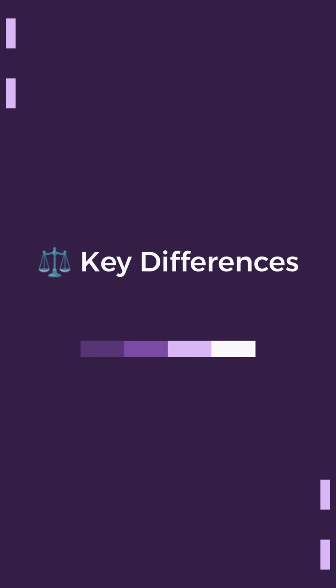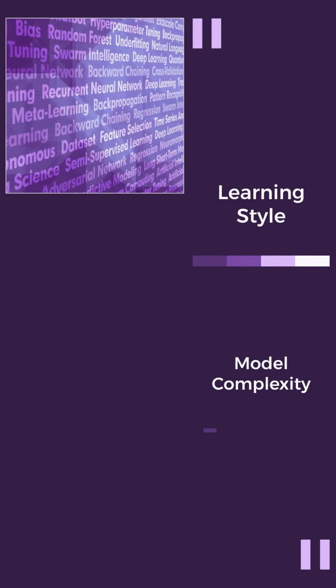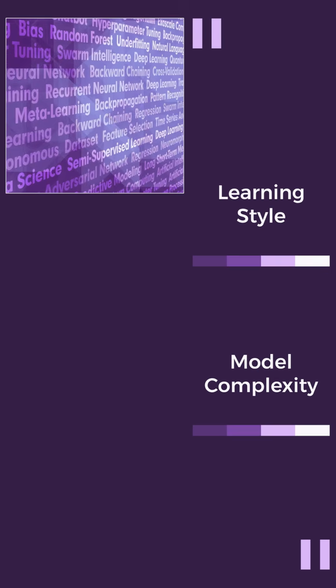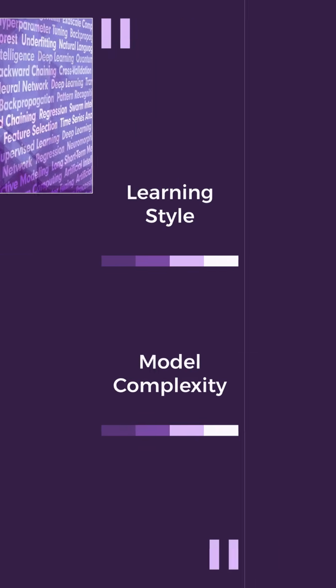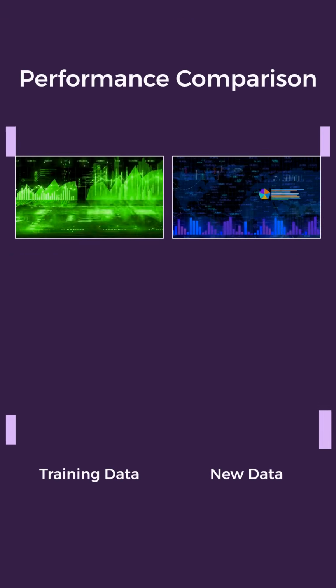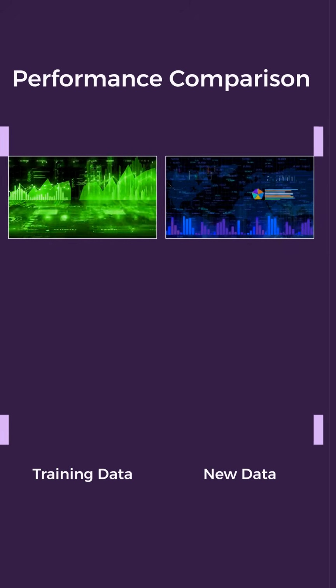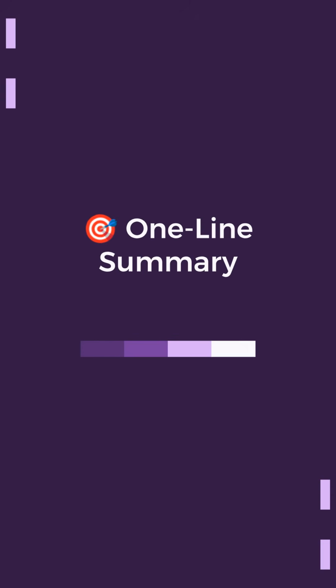Let's quickly summarize the core differences between these two pitfalls. Overfitting means the model is too complex and memorizes the data, while underfitting means the model is too simple and misses important patterns. An overfitted model excels on training data but fails on new data. An underfitted model fails on both. To remember this simply, overfitting is too much learning, resulting in memorization. Underfitting is too little learning, resulting in oversimplification.